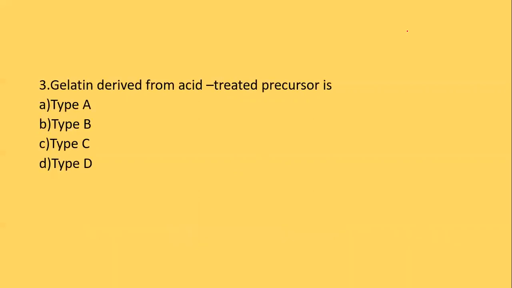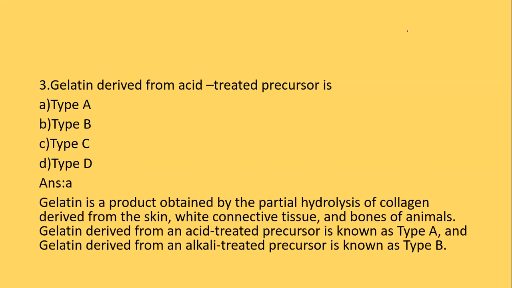Next question. Gelatin derived from acid-treated precursor is option A type A, option B type B, option C type C, and option D type D. So the correct answer is option A, type A. Gelatin is produced from partial hydrolysis of collagen derived from skin, white connective tissue, and bones of animals. Gelatin derived from acid-treated precursor is known as type A, and gelatin derived from alkali-treated precursor is known as type B.